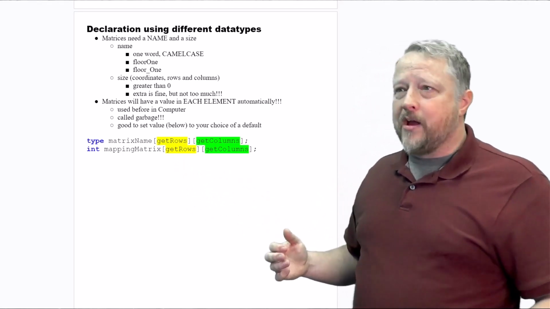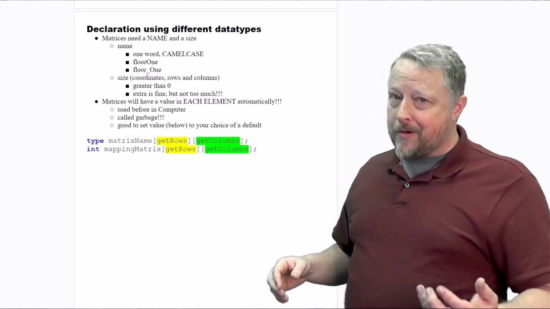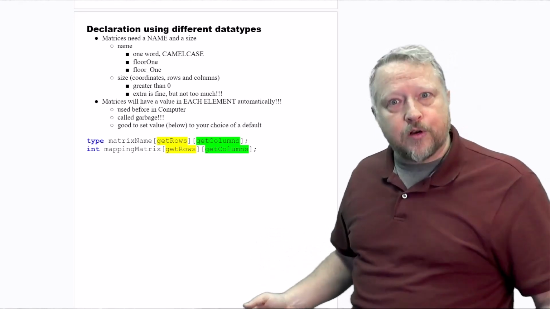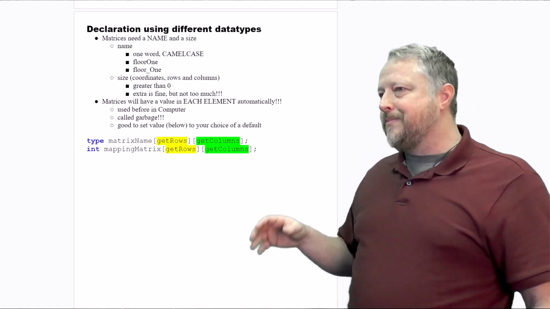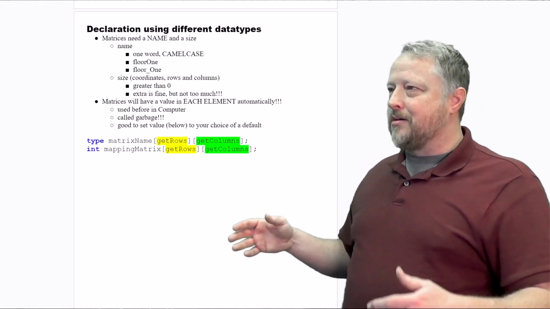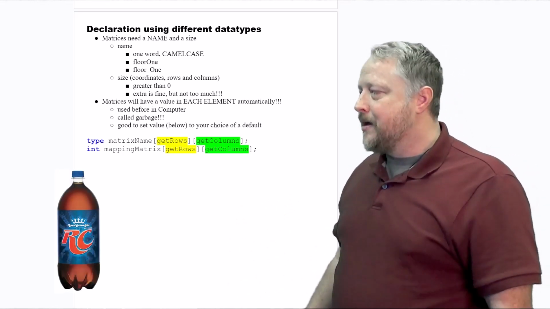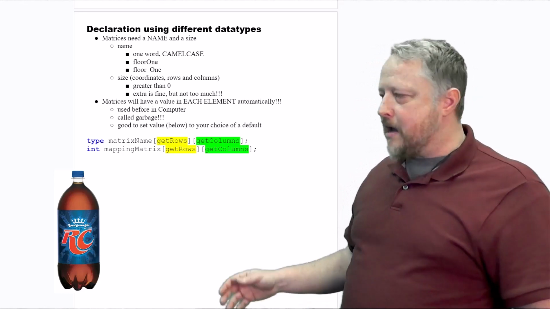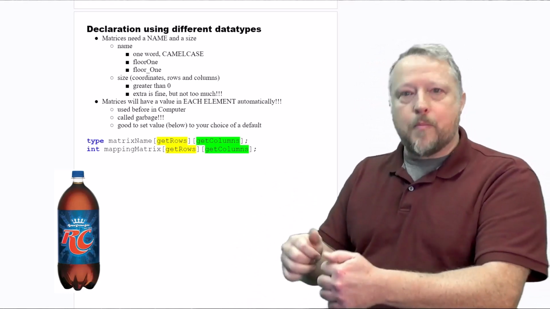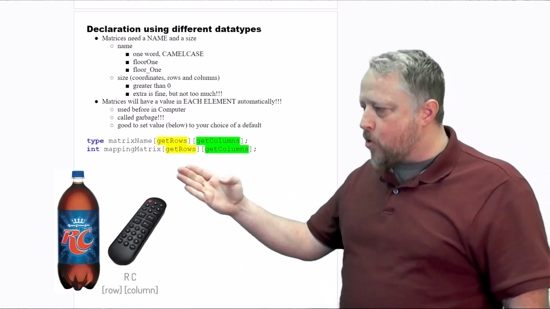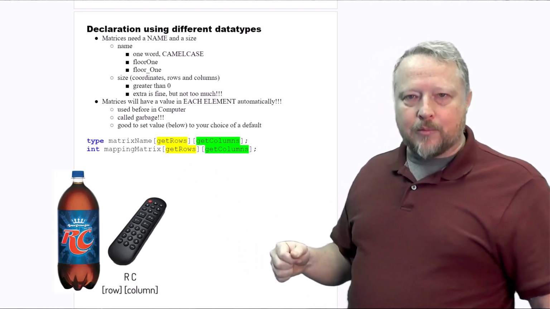columns. By the way, I always think of it as RC, and remember, I'm dyslexic, but this one I always get right for a change. RC, to me, I'm an old guy. There was a cola product called Royal Crown. It's about 4,000 years old. Or RC, remote control, something like that. It's always rows and then columns.